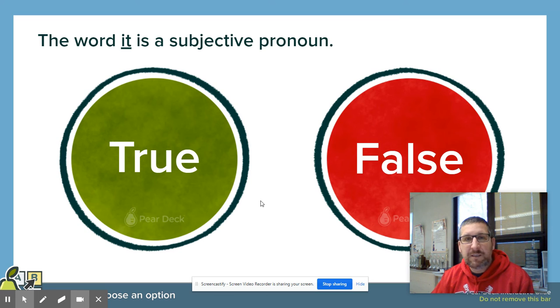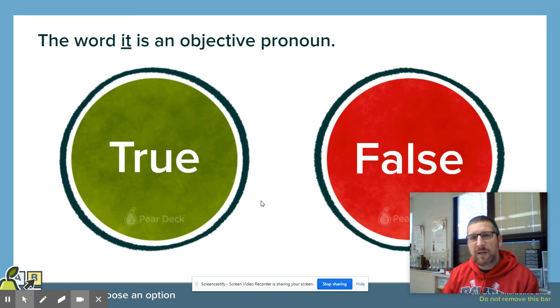Okay, the word it is a subjective pronoun. True or false? And that is true. Let's go to the next question. The word it is an objective pronoun. That is also true. If you look at your chart, it is on the subjective and the objective case. The reason for that is because it can be used as a subject or as an object in the sentence. We'll get into that a little more as we practice this. I just want you to know that it is on both subjective and objective because it can be.